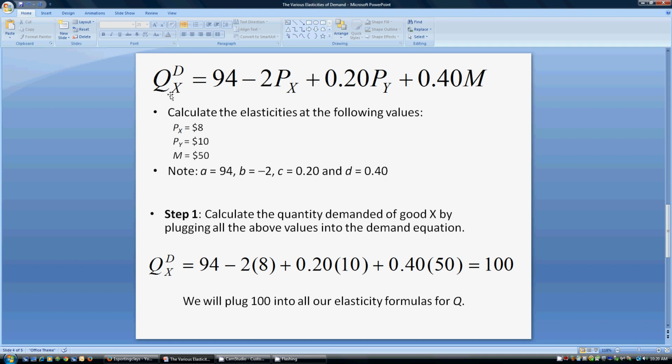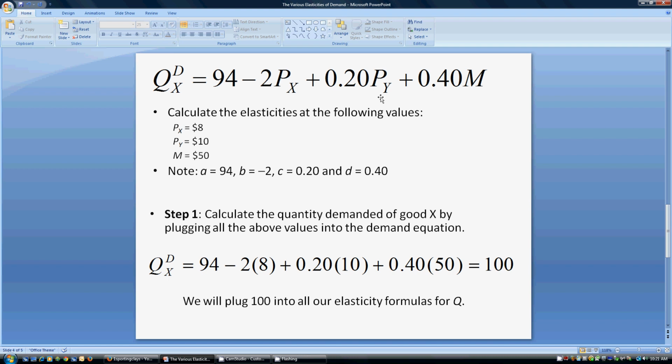So let's say that our demand equation is given as follows. We're going to let A equal 94. So I plug in some value for A. Let's say it's 94 minus 2 times the price of good X. So we're letting B in this example equal minus 2. This is going to be then plus 0.2 times the price of good Y. So we're letting C in this example equal 0.2. And then plus 0.4 times income. In this example, then D is 0.4.